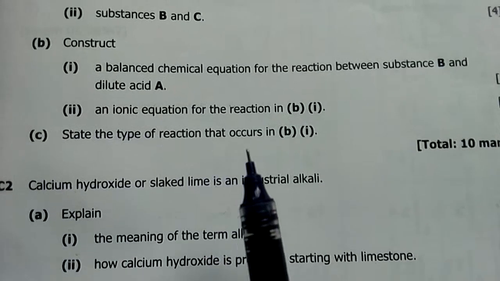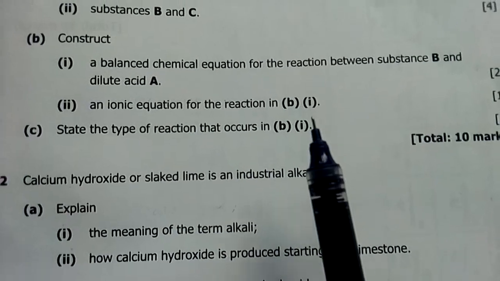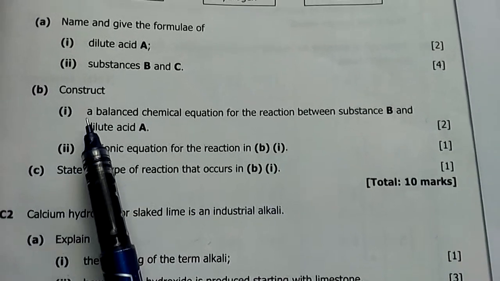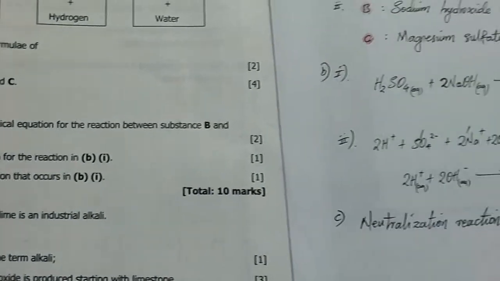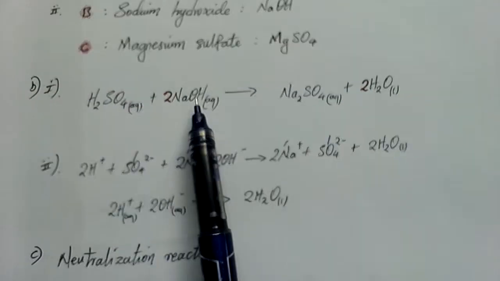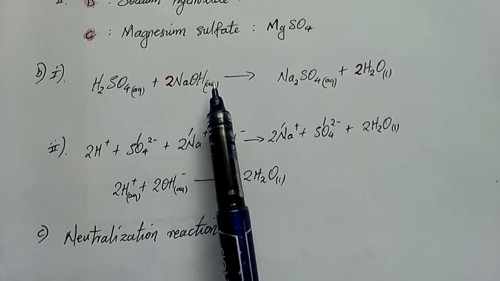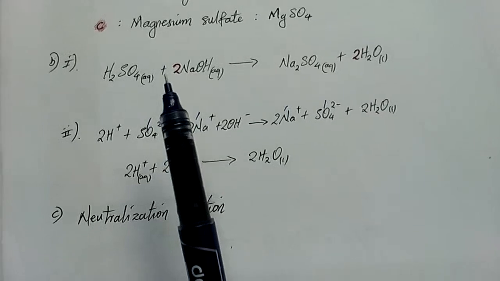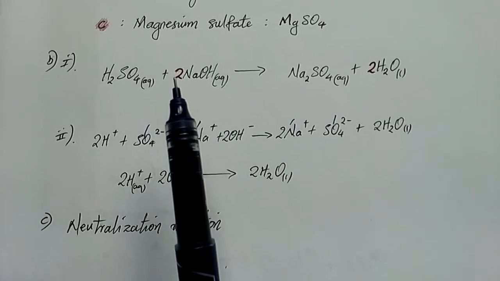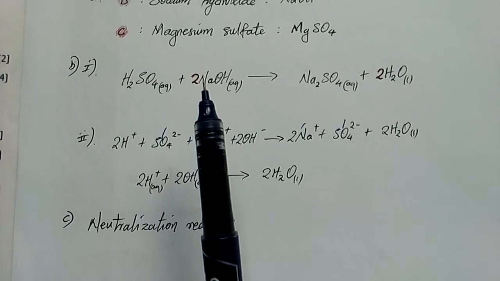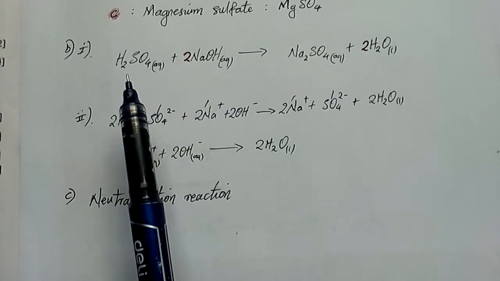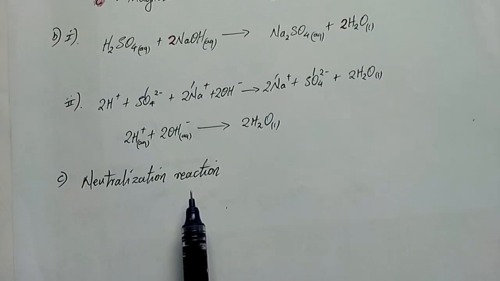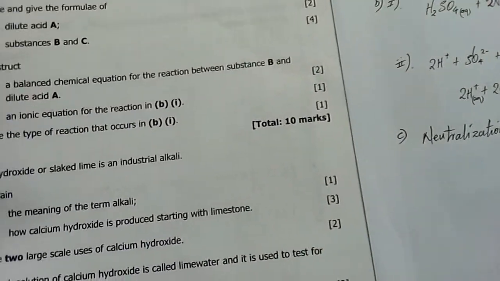State the type of reaction that occurs in B1. This is the neutralization reaction, because B1, which is this one here, is where you're having a base reacting with an acid. This is a base which can also be classified as an alkali. Therefore, a soluble base can be referred to as an alkali, or it can be referred to as being alkaline in nature. So base plus acid gives us a salt and water, and that is referred to as neutralization. And so there we go.